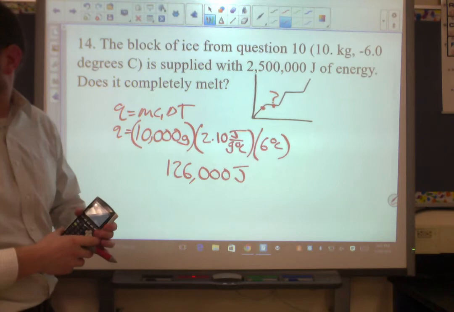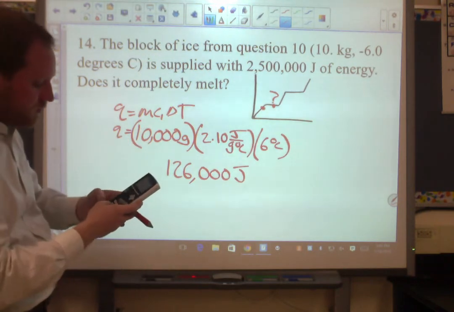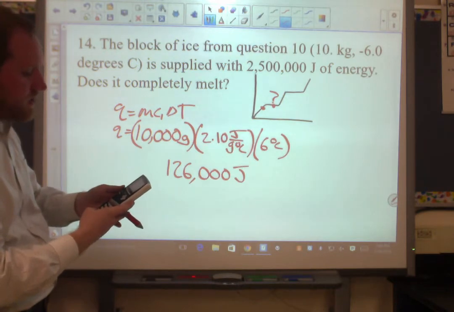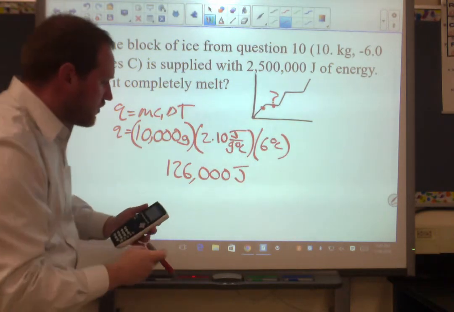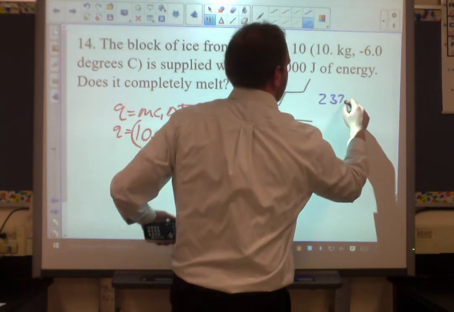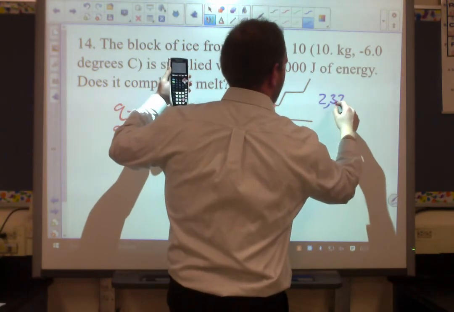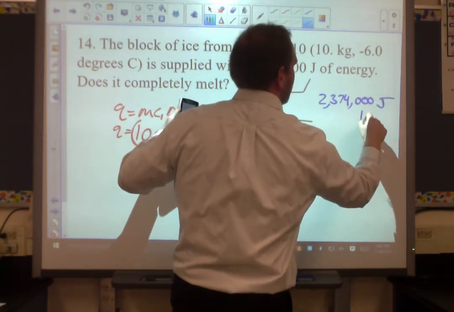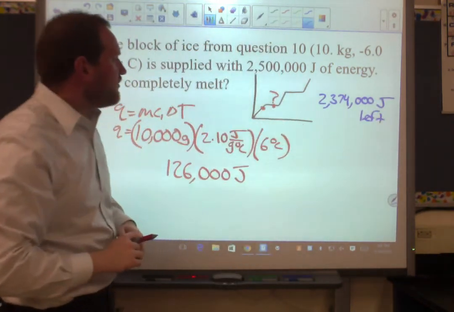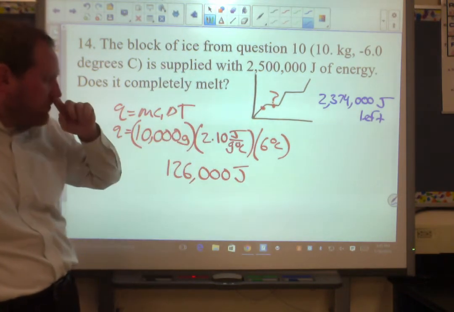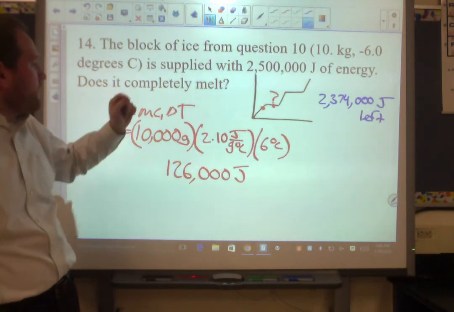So, we need to see now how much we have left. 2,500,000 minus that answer gives me 2,374,000 joules left. So of my original 2.5 million, I made a little dent in that. All right, so now we're going to see, will it completely melt?